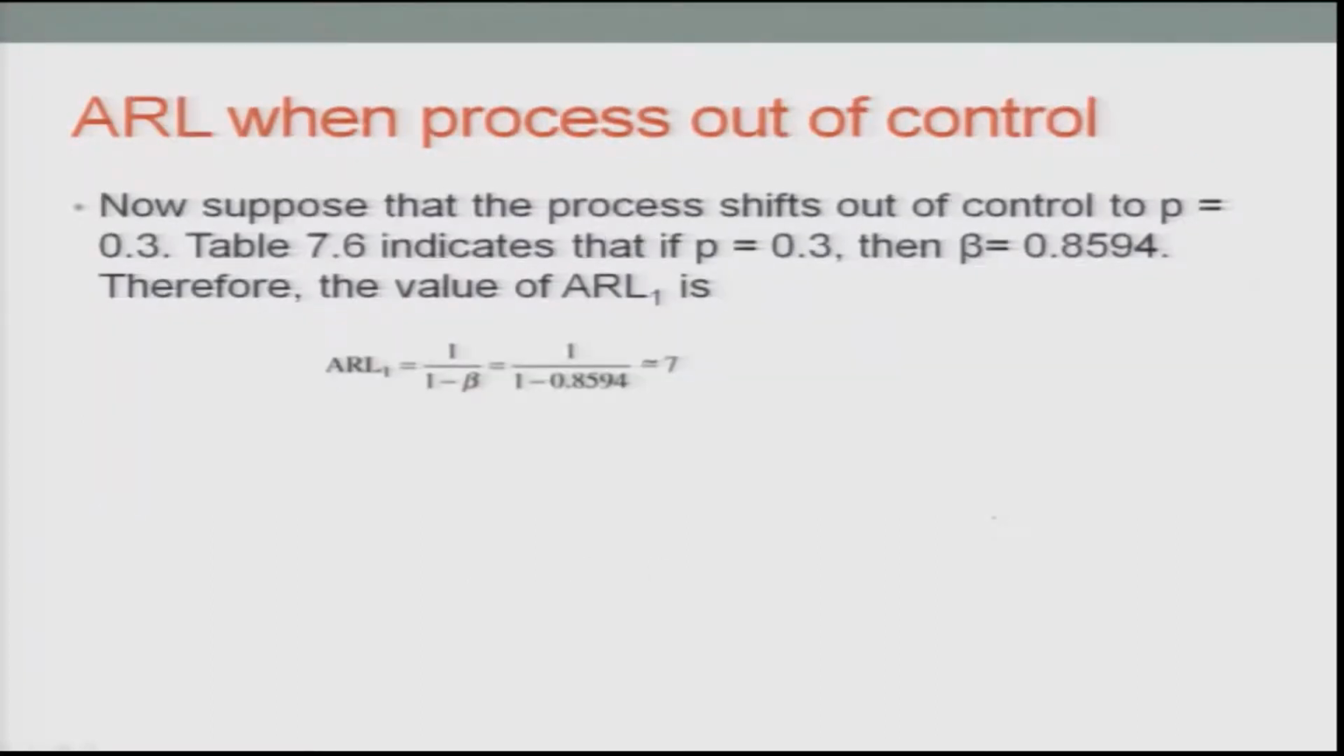Now, suppose that the process shifts out of control to a p value of 0.3. Then, again doing the calculation, the average run length comes out to be about 7.